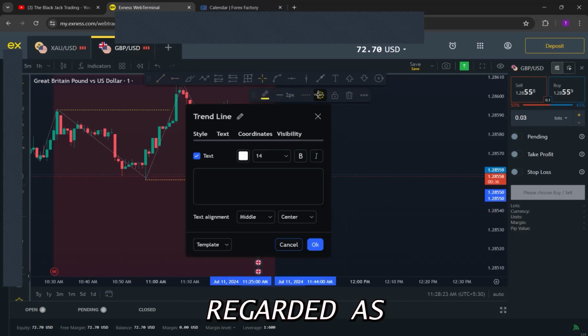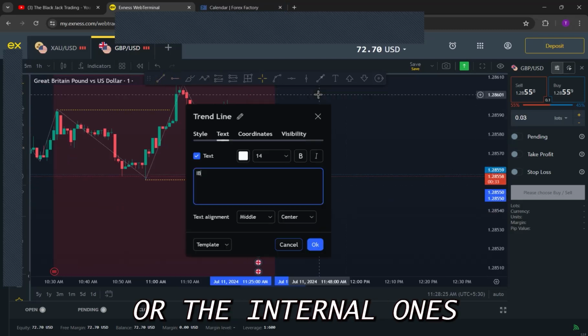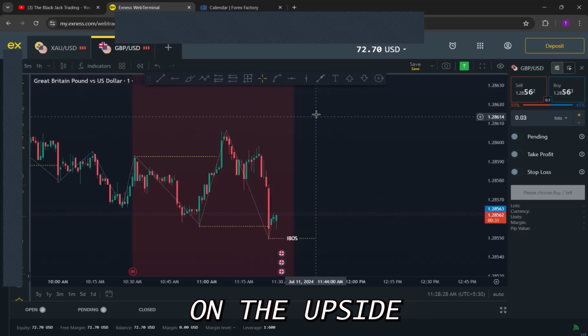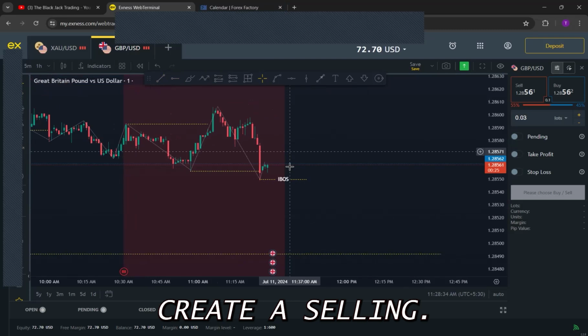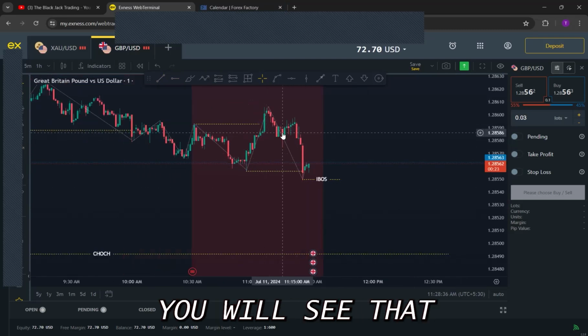This is another, you can say, regarded as a breakout structure or the internal BOS, because the external BOS is on the upside. This is the internal BOS. Okay, and now what we are looking for is whether the price will now create a sell leg, because the major last time you will see that the price has done what?